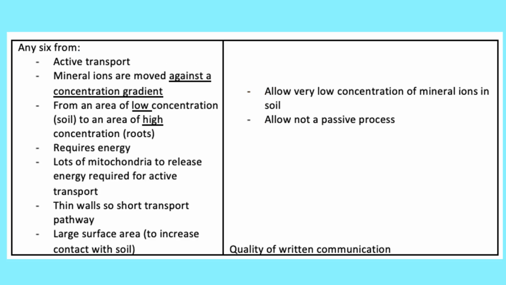Now, this is quite a hard question that requires a bit more thought. So, the question tells you that a different form of cell transport is needed by root hair cells to absorb mineral ions from the soil. So, it can't be osmosis or diffusion. Well, we know that the soil doesn't actually contain that many mineral ions, they're in quite a low concentration. Whereas the roots themselves store mineral ions, so they're a high concentration of minerals.